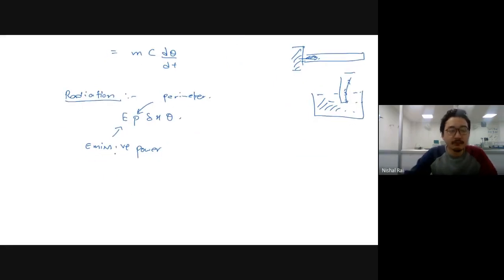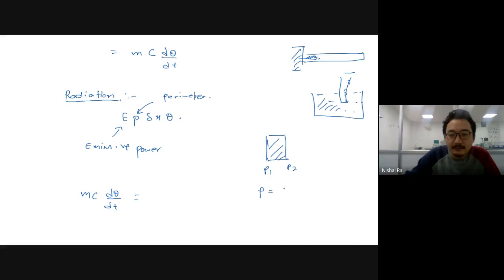So first, this term, what can we write? mc dθ/dt. What can we write this as? Mass for this small element between P1 and P2. So what will be the mass over here? Let δV or ρ be the density, mass per unit volume. Then you can write the mass as what?